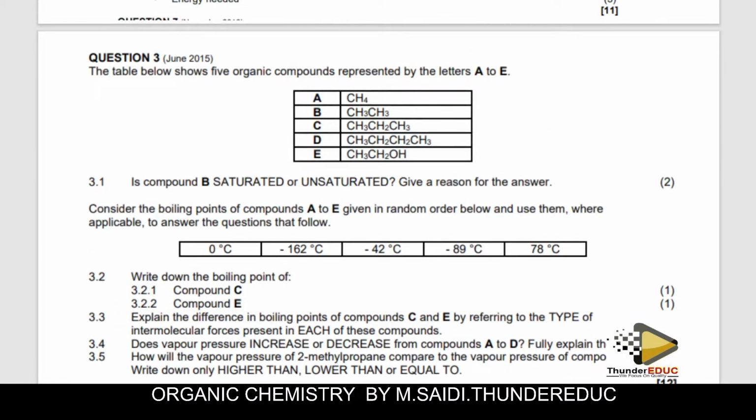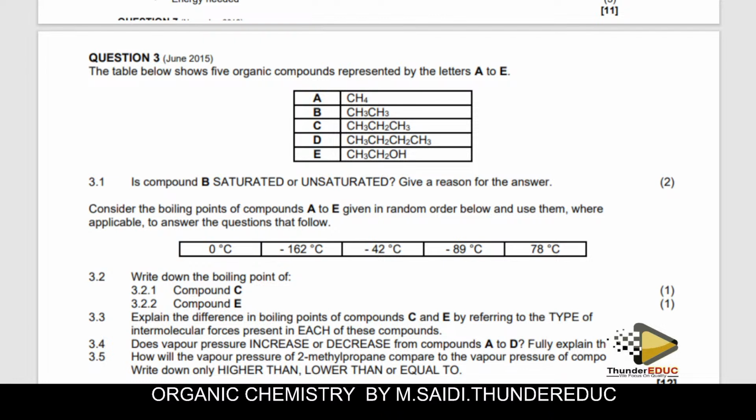Is compound B saturated or unsaturated? Remember, saturated compounds are compounds which have single bonds between carbon atoms throughout, while unsaturated compounds are compounds which have a double or a triple bond between carbon atoms. Yes, between any two carbon atoms. So, is compound B saturated? CH3, CH3. This one obeys the alkane general formula. Therefore, it is saturated.